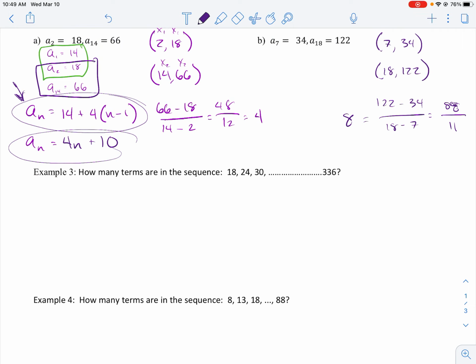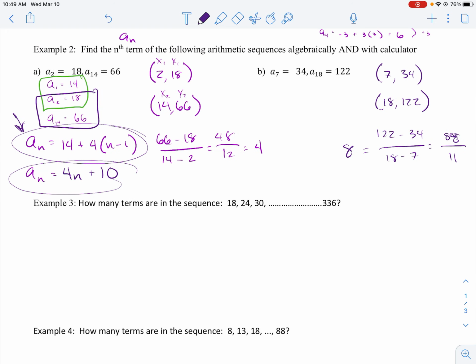So in order to find our first term, we want to go back 6 times. 7 minus 1 is 6. So 6 times 8 is 48. And 34 minus 48 is equal to negative 14. So negative 14 is our first term. So a sub 1 is equal to negative 14. And so our equation, a sub n, is equal to negative 14 plus 8 times n minus 1.